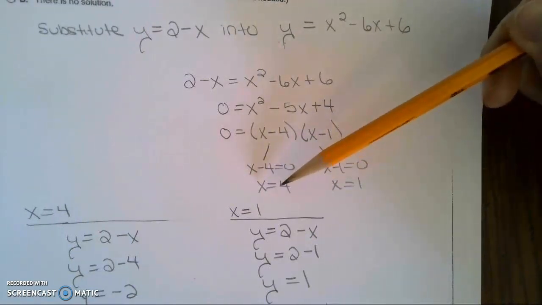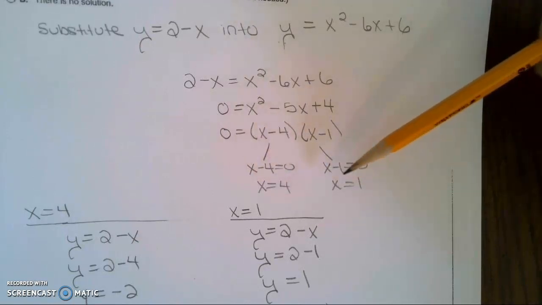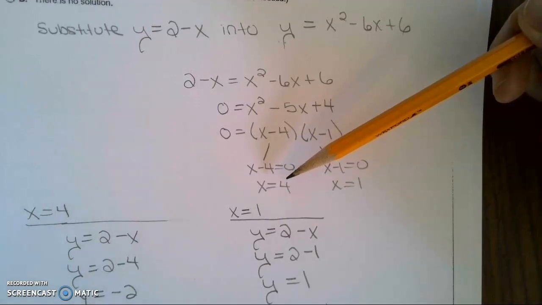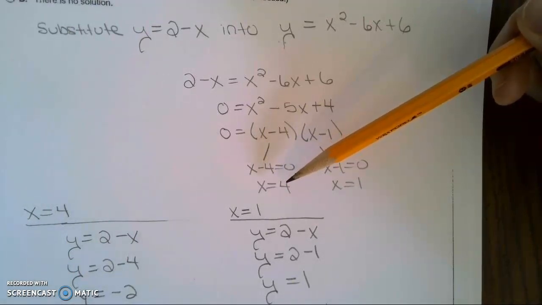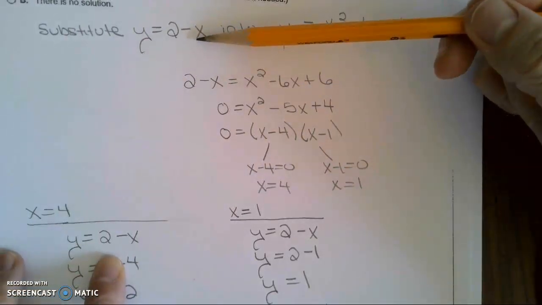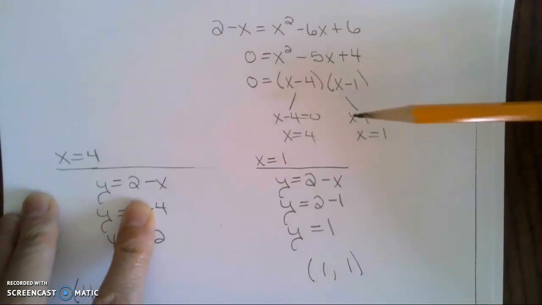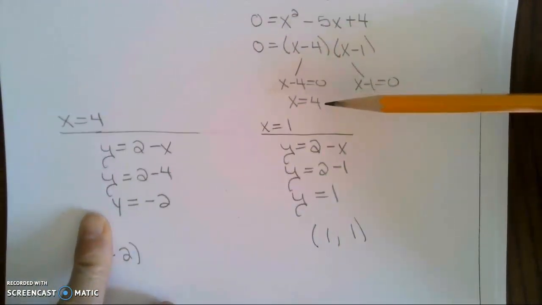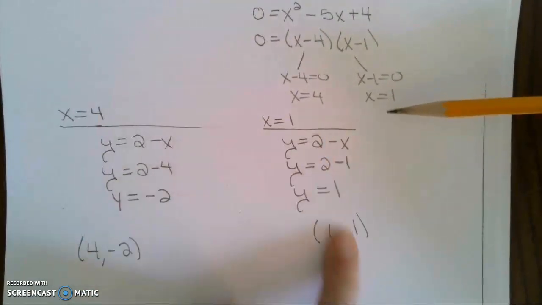Okay. Each of these will correspond to a different ordered pair. So just think about this as a parabola and a line where they're intersecting, so it could intersect at 2 different places. Okay, now I want to find the other value of the ordered pair. So using this equation right here, I first plug in 4 to see what that ordered pair was, and then I plug in 1 to see what the other ordered pair is.